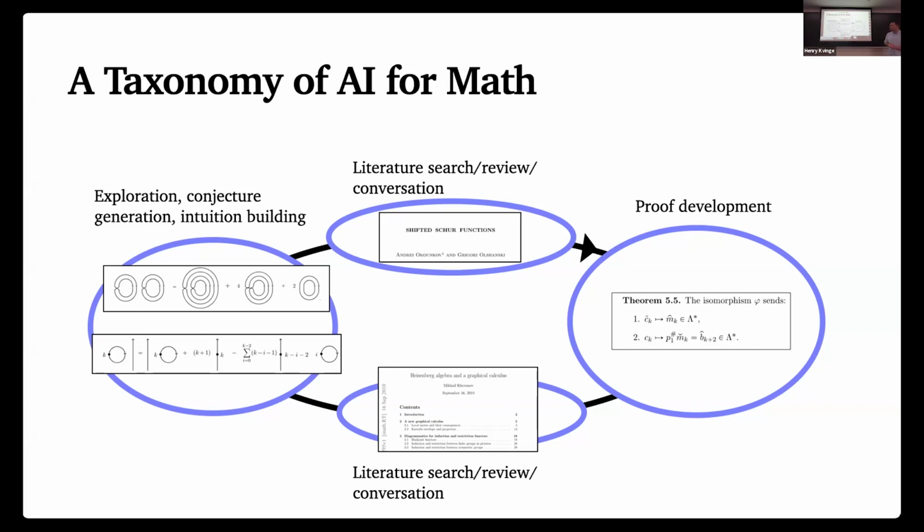So this work is largely concentrated on this side of the house, on the raw mathematical data. There's also a lot of interesting work being done on the proof side, which we've heard about a little bit this week. And I think there's also a lot of opportunities in literature search and review, and how do you enable different fields to interact with one another, even if they might have different jargon.